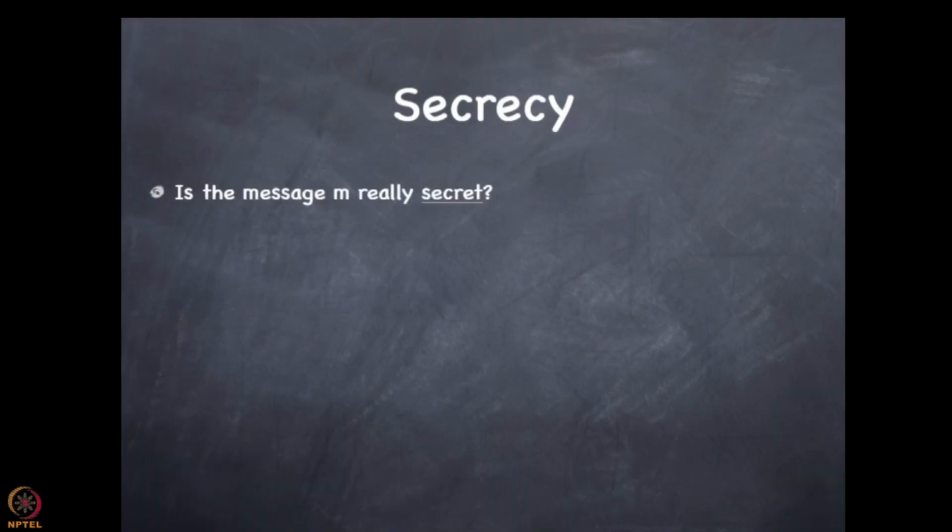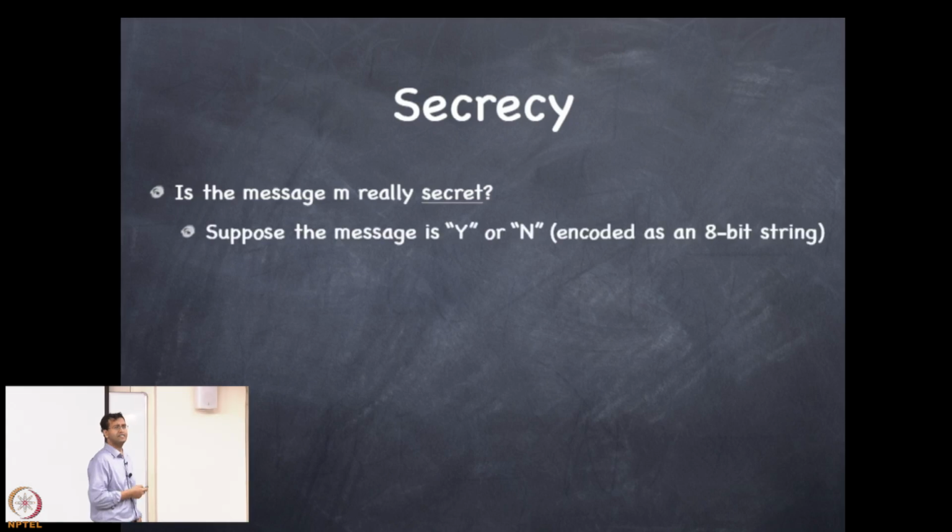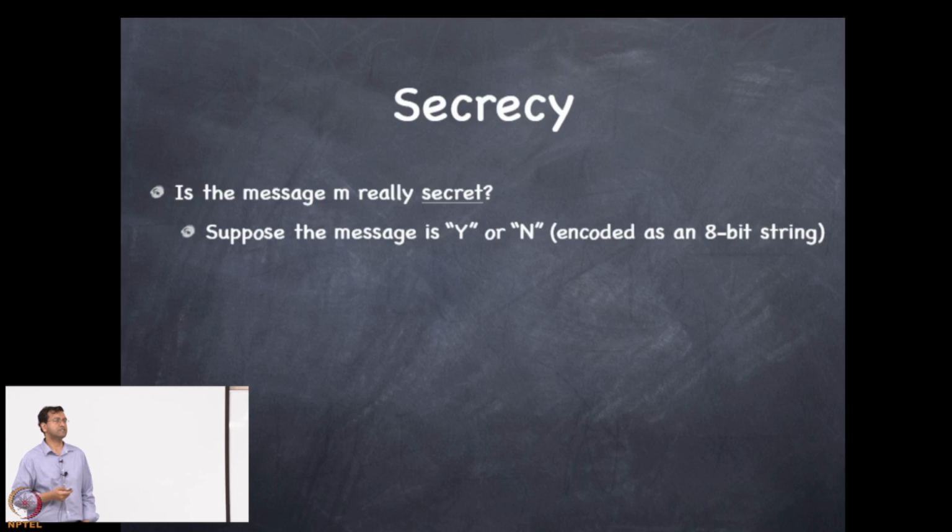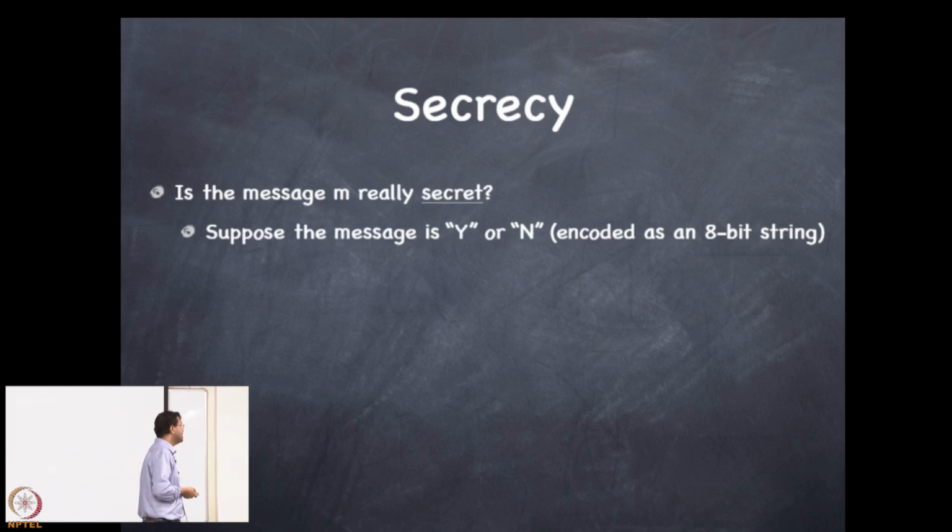You kind of feel like it should have been secret. It was good, right? You bitwise XOR with this random pad. The idea is that what you'll get will be a random string, and so it should be secret. But is that message really secret? Let's say the message was just a single character for now: Y or N, yes or no. That was our 8-bit message.